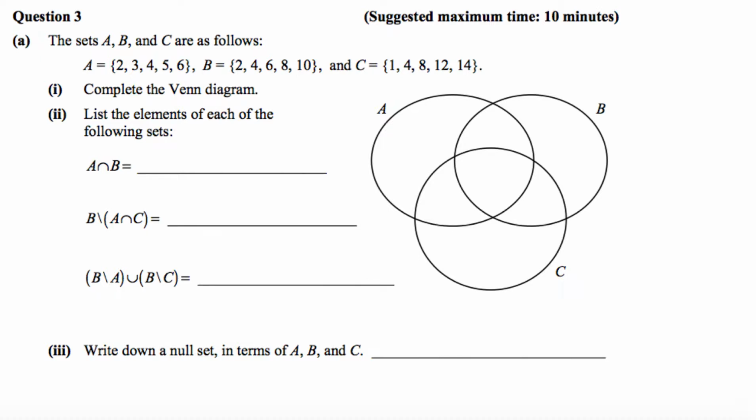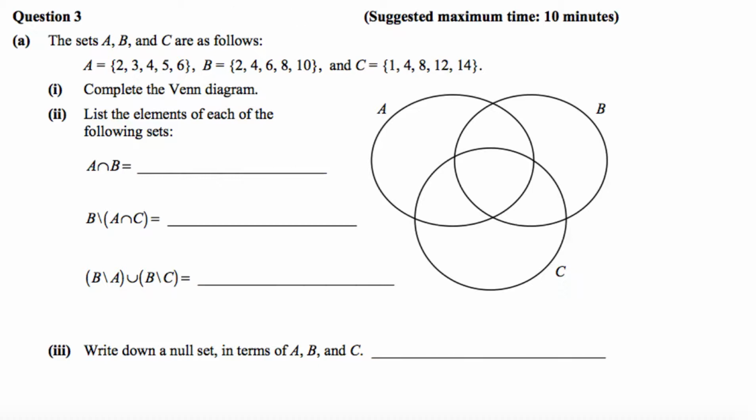So this is the 2014 Junior Cert Higher Level Paper 1, and we're looking at question number 3. Part A says the sets A, B and C are as follows. A is equal to 2, 3, 4, 5 and 6. B is 2, 4, 6, 8, 10. And C is 1, 4, 8, 12 and 14. Part 1 says complete the Venn diagram.